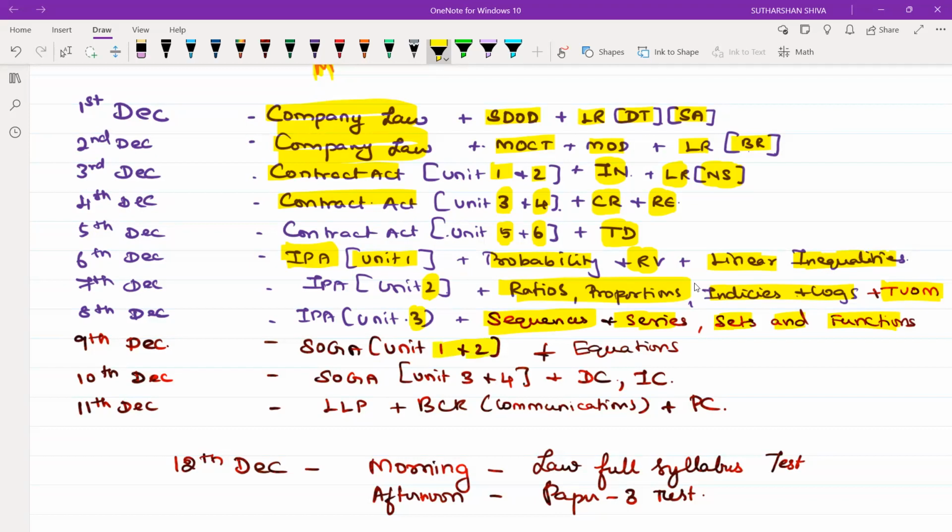So Unit 1 and 2, I clubbed together along with equation, and Unit 3 and 4 clubbed together. I have completed differential calculus and integral calculus, I clubbed. Then on the 11th day, I will complete it with LLP. If needed, I will do BCR.